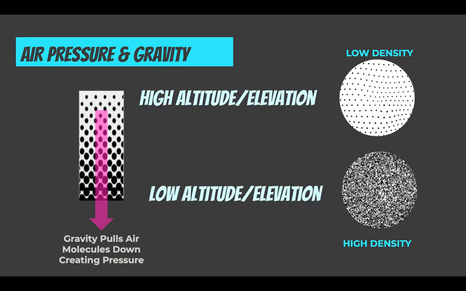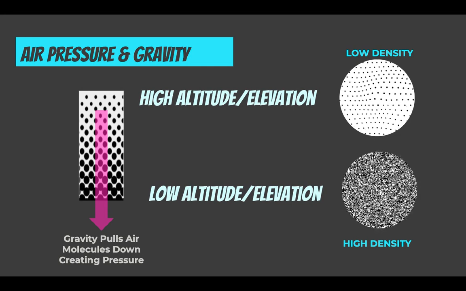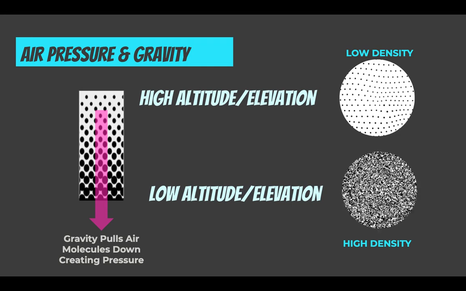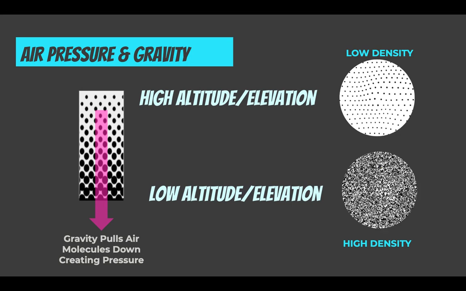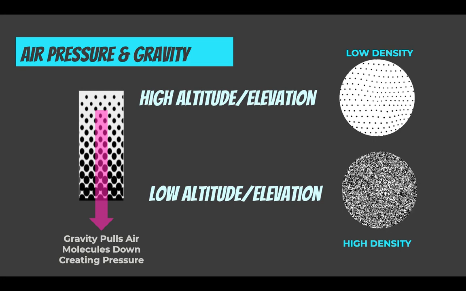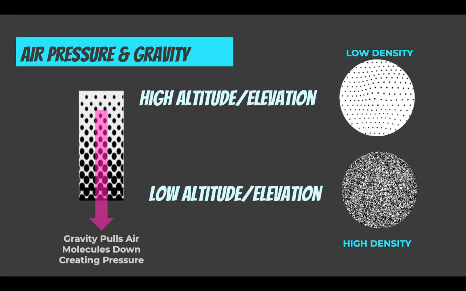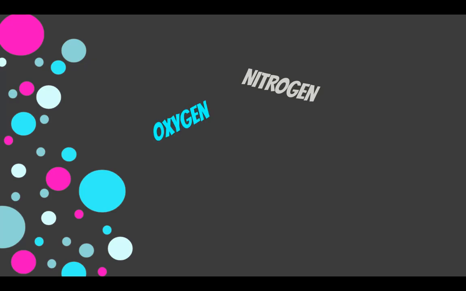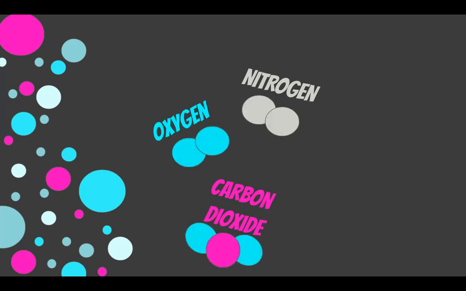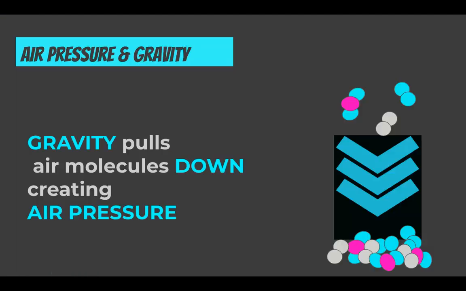So air pressure and gravity. At a high altitude, there's less air pressure because the air is less dense. At a low altitude, there is greater air pressure because, again, the air molecules are so compact and so dense. Things that make up our atmosphere: nitrogen, oxygen, and carbon dioxide. So gravity pulls air molecules down, creating air pressure.